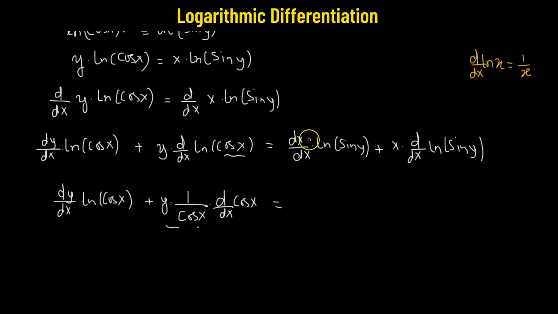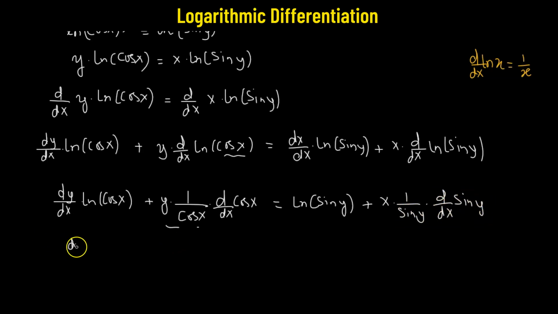This will be equal to derivative of x with respect to x, that's 1. So we are left with log of sine y added to x multiplied to the derivative of log of sine y. Similarly, here we have log of sine y, so this will be 1 over sine y multiplied to derivative with respect to x of sine y.